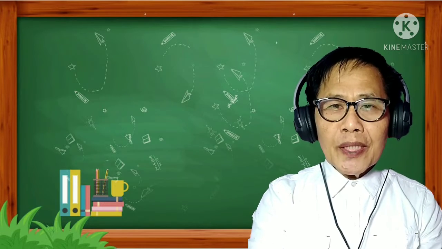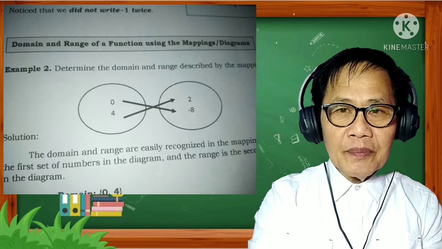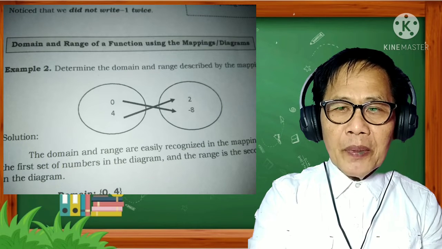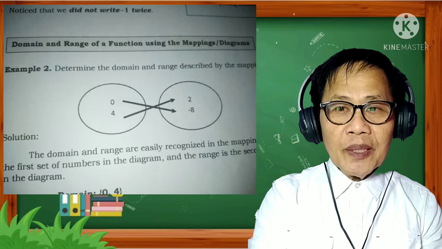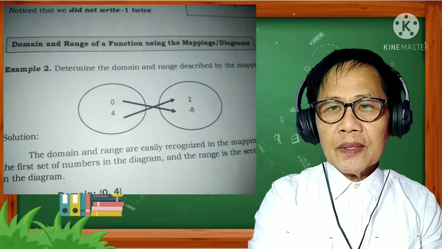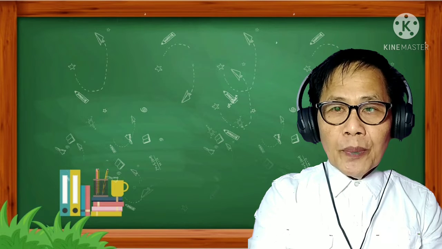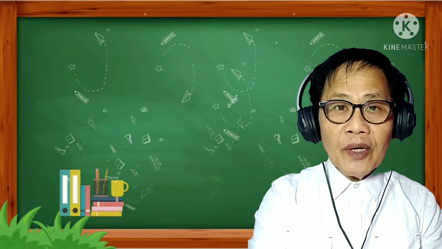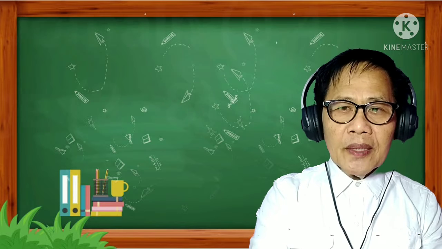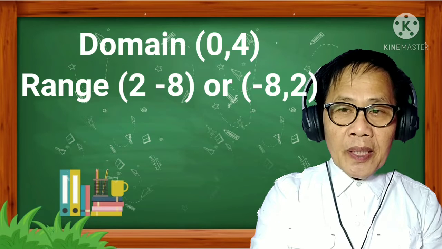How are you going to determine the domain and range of a function using the mapping diagram? Example, determine the domain and range described by the mapping below. You observe the mapping diagram and determine the domain and the range. The domain and range are easily recognized in the mapping. The domain is the first set of numbers in the diagram, and the range is the second set of numbers in the diagram. So the domain is 0, 4. The range is 2, -8, or -8, 2.